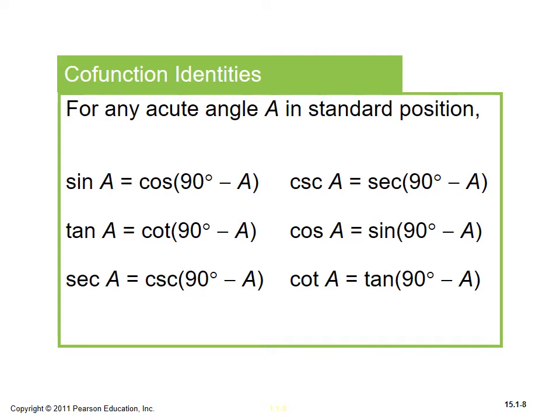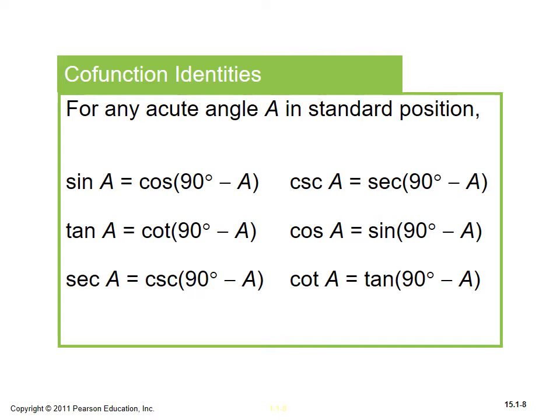So the sine of A is equal to the cosine of 90 minus A. Okay, because angle A and angle B both have to add up to 90. All three angles have to add up to 180 in a triangle. And since one of them's a right angle, that means the other two remaining angles, the acute angles, are both complementary. They have to add up to 90. So the sine of A is equal to the cosine of 90 minus A.